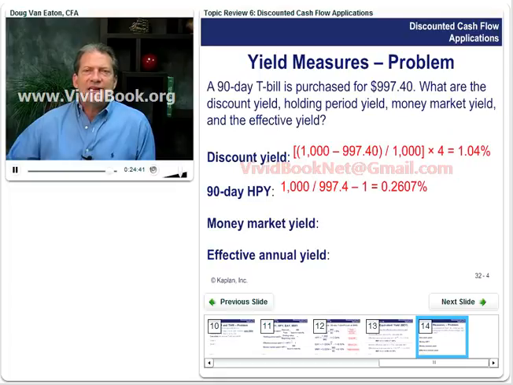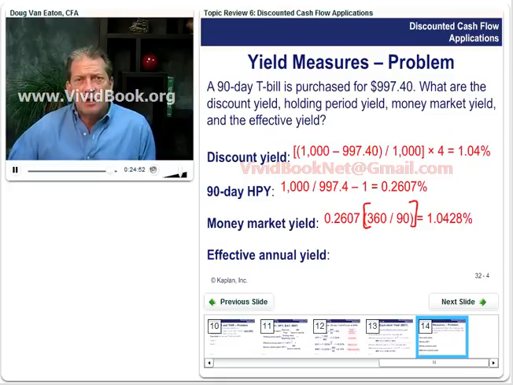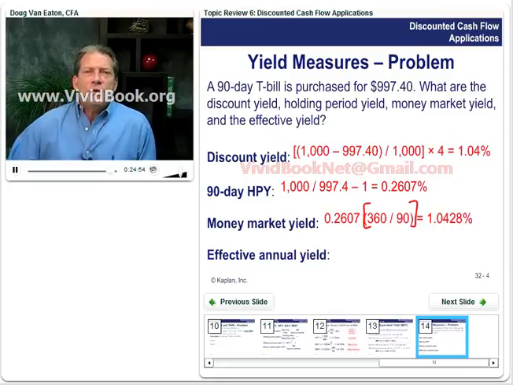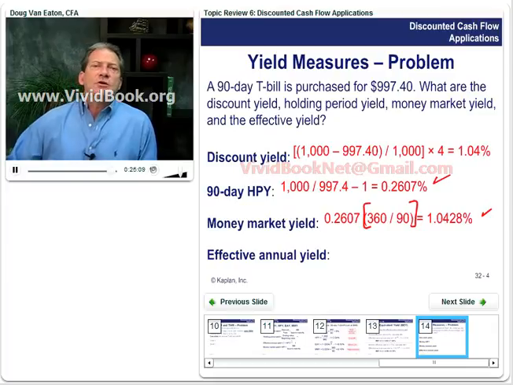How about our money market yield? Well, we just need to annualize that holding period yield on a simple basis, 90 days versus a 360-day year for this calculation. That gives us 1.2607%, our holding period yield, times 4. So our money market yield is 1.0428%.